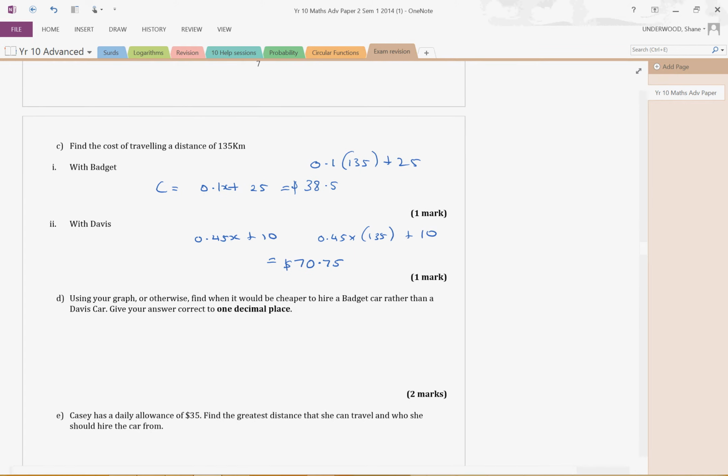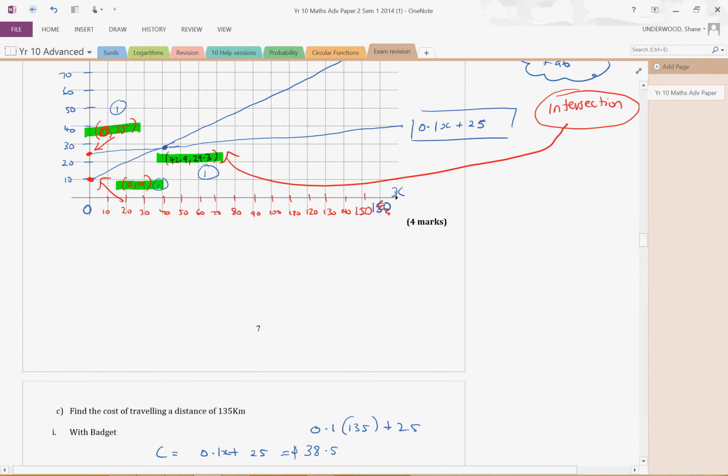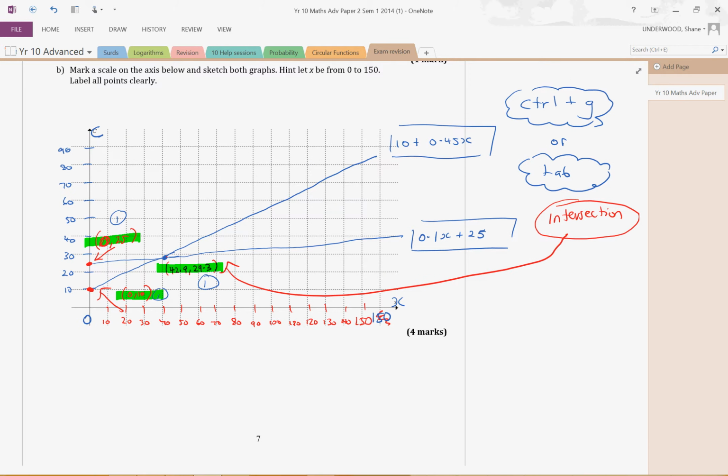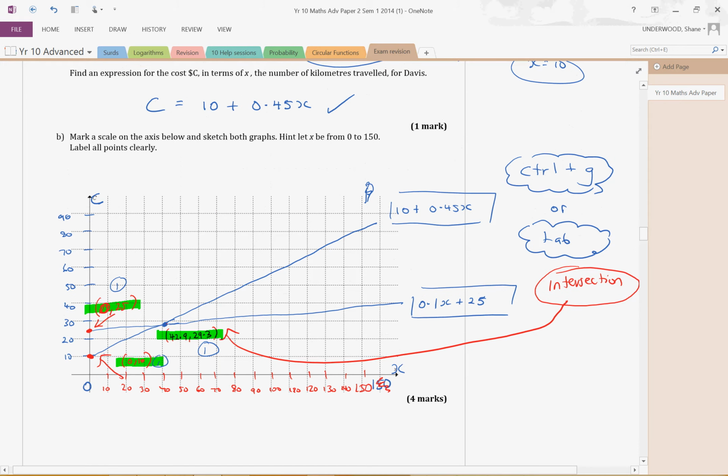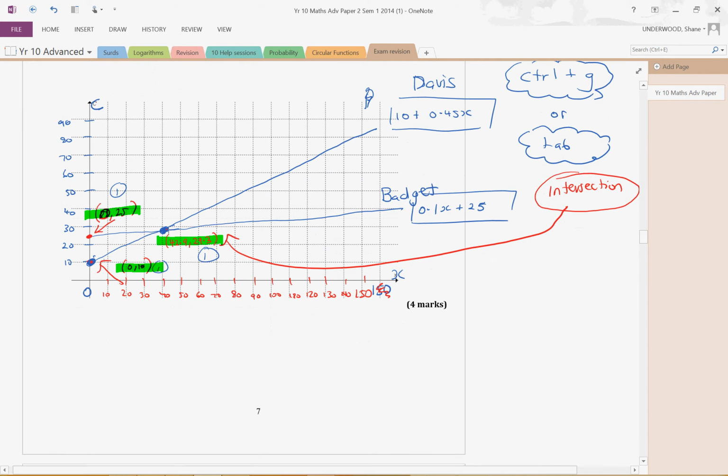Now, using your graph or otherwise, find when it would be cheaper to hire a Budget car rather than a Davis car. Give your answer correct to 1 decimal place. So when is it cheaper? This one's Budget, and the other one is Davis. At first, Davis is cheaper, isn't it? But then when does Budget become cheaper? Budget becomes cheaper after this point, which we've already found.